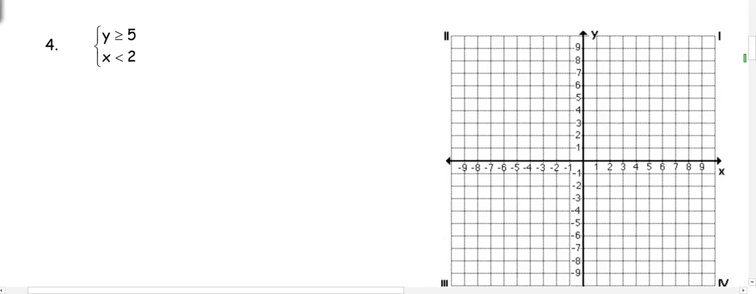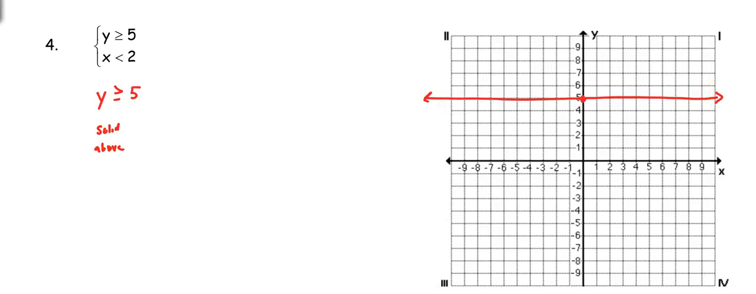Let's look at one more graph with vertical and horizontal lines and graphing our system of inequalities. So the first equation is y is greater than or equal to 5. Remember that y's are always horizontal lines. We're going to go to 5 on the y-axis. Based on our symbol, it's going to be a solid line. And because it's greater than, we are going to shade above. So we have a solid line going through 5, and we are going to shade above our line.